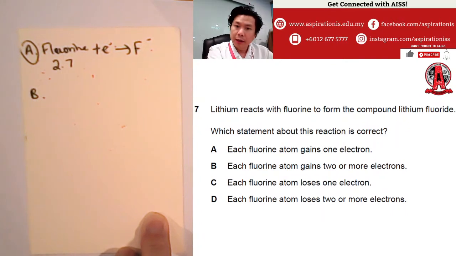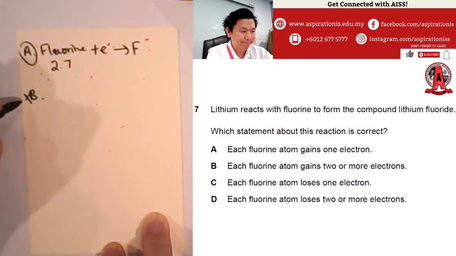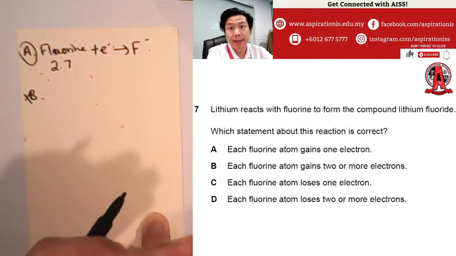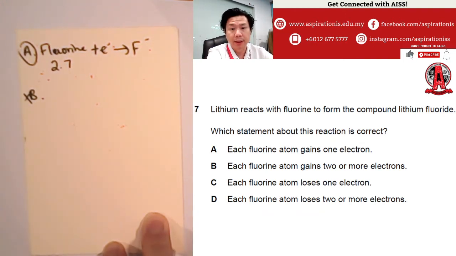B. Each fluorine atom gains 2 or more electrons. No. It has to be a definite number. It can't be 2 or more, right? So it's just 1.